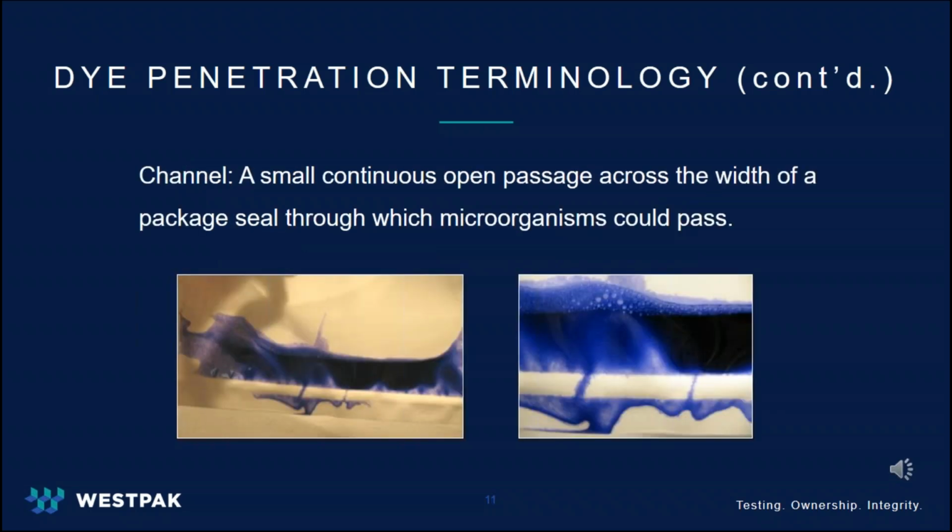Next, we'll define a channel in regard to dye penetration testing. A channel is a small continuous open passage across the width of a package seal through which microorganisms could pass. The scope of the ASTM F1929 and F3039 standards define a procedure of detecting and locating a leak equal to or greater than a channel formed by a 50 micrometer wire.